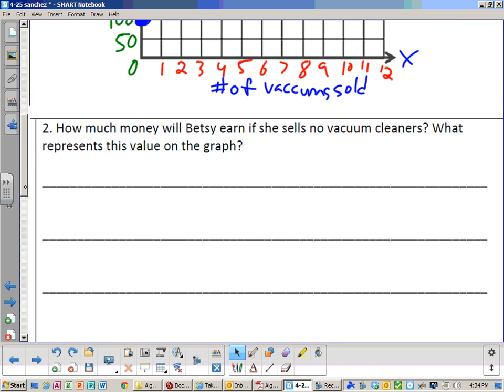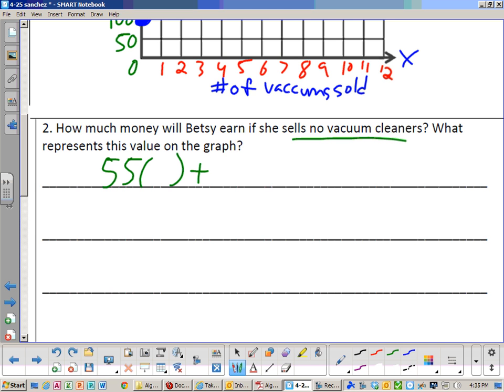There it is. Number 2: How much money will Betsy earn if she sells no vacuum cleaners? What represents this value on the graph? So if she sells no vacuum cleaners, that's basically 55 times what plus 100? What would that be if she sold no vacuum cleaners? I'll let you finish that off.